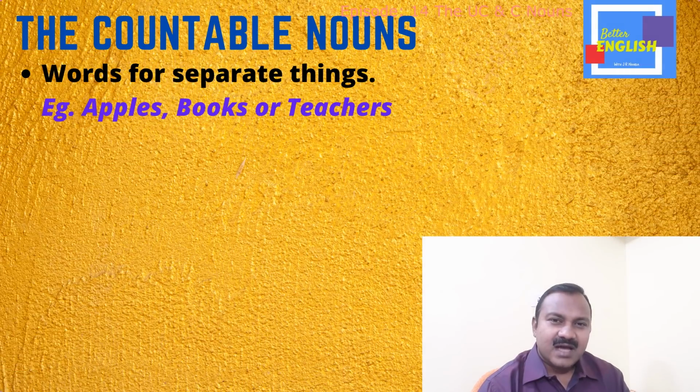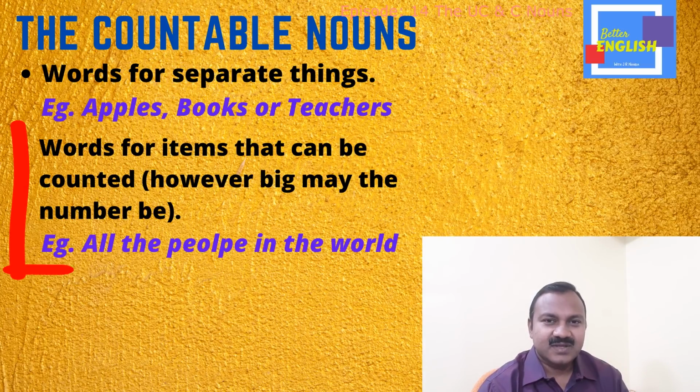Now let us look at the nature of the countable nouns. The countable nouns are the words for the separate things. For example, apples, books, teacher. You can see them separately. So this is one.